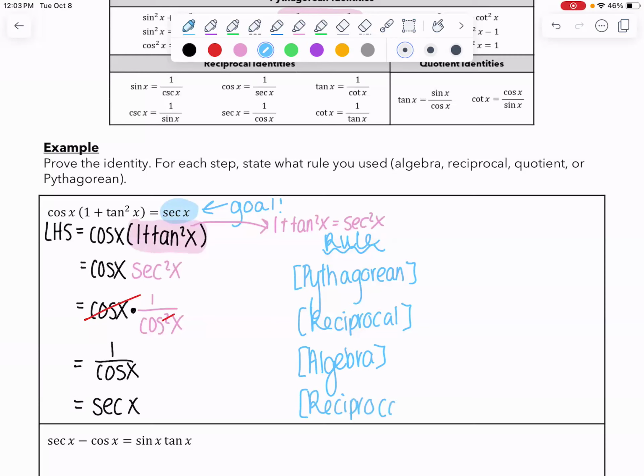My goal was to turn it into secant. I have done so. I have secant. This is the right-hand side. And I put a little smiley face. This is the important part. You put a little smiley face because you did the proof correctly. And that's that. That's a proof. I proved it, and I wrote down which rule I used every step of the way.